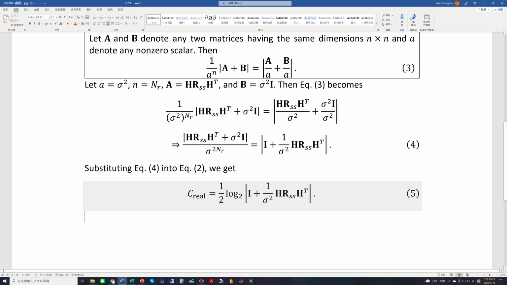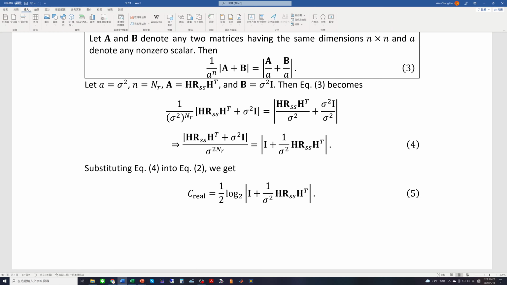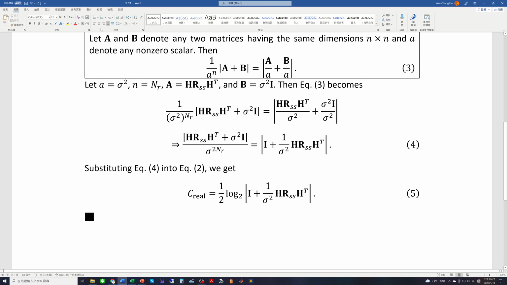So C real is equal to 1 over 2 times log 2 of determinant of I plus 1 over sigma squared times H times RSS times H transpose. So this finishes the solution. Insert QED and align right.